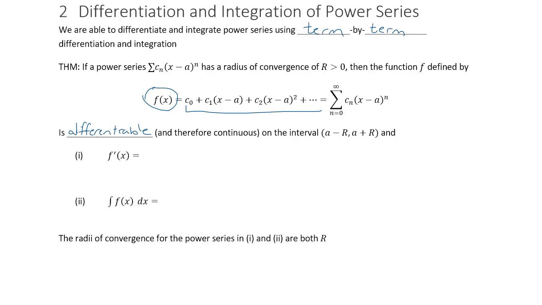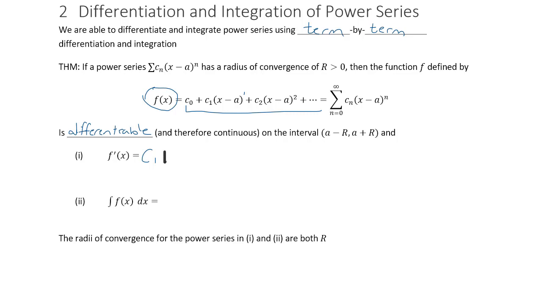What's the derivative of C0? C0 is a constant, so the derivative of the constant is 0. So there's no C0. What's the derivative of C1 times x minus a? Well, think of this as you could do it almost like a chain rule. It's got a raise to the first power here. 1 times C1 times x minus a, now to the 0, but that's just a 1, so you have a C1, okay?